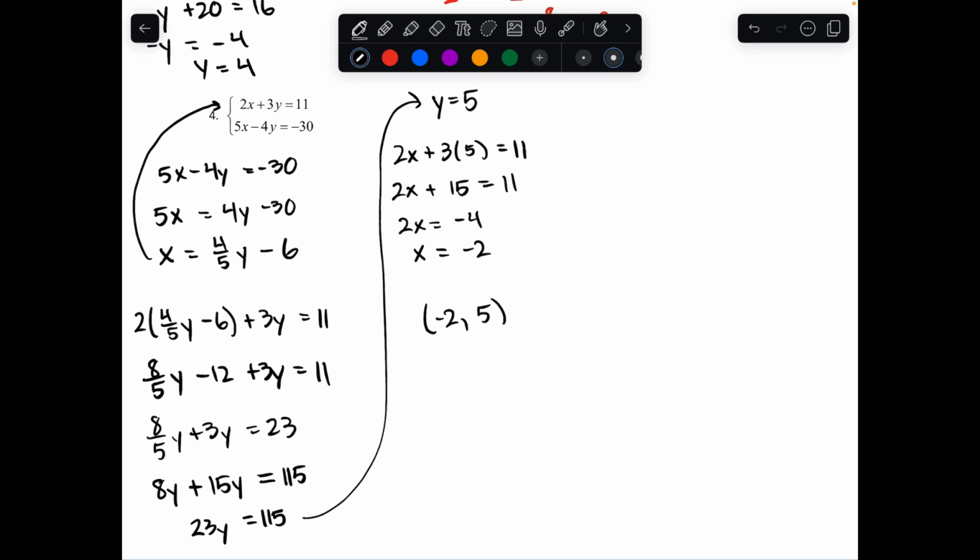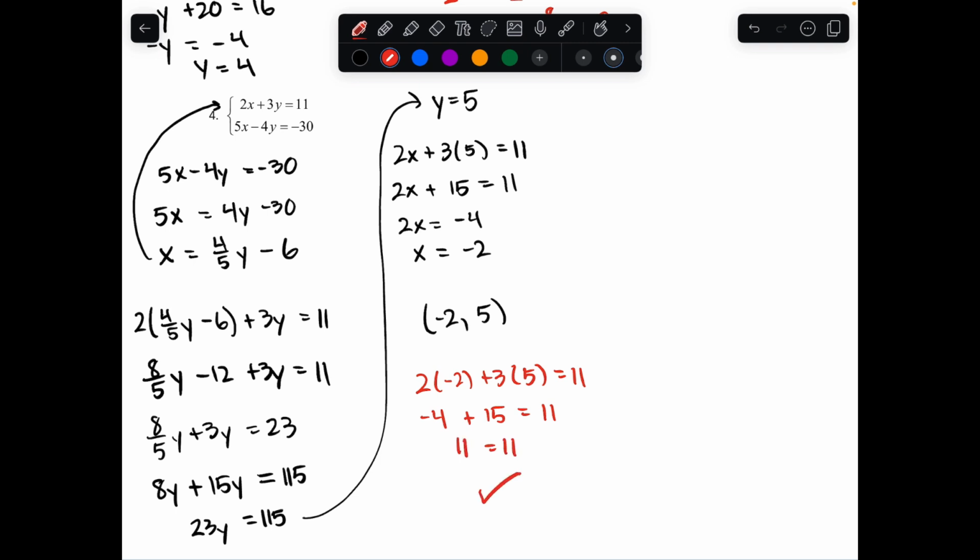Now it's always good to check our solution on both of our equations, so let's go ahead and do that. So in red we have the top equation, 2 times negative 2 plus 3 times 5 is equal to 11. So 2 times negative 2 is negative 4 plus 15 is equal to 11. Negative 4 plus 15 is 11, so we have 11 is equal to 11.